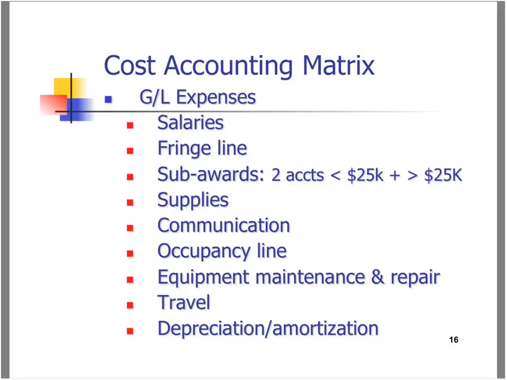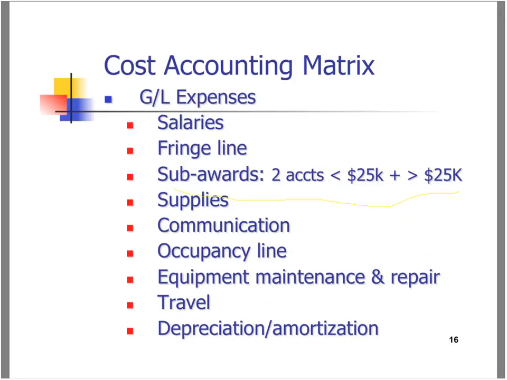Sometimes people set up cost accounting systems that look like this, where you have salaries, fringe, supplies, communication, and so forth, and then you would drill down to get to specific general ledger accounts. If you deal with subawards, then subawards would be things that you would want to deal with as well. So subawards here would be things like anything greater than $25,000 over the life of the subaward.